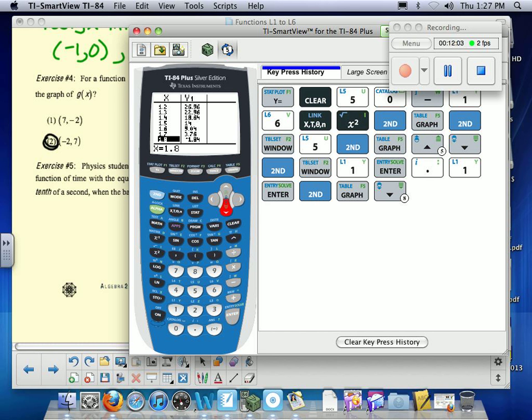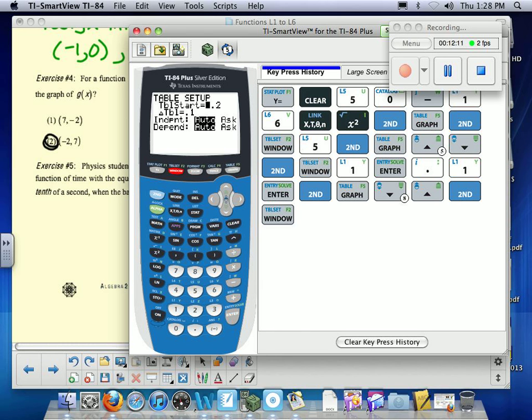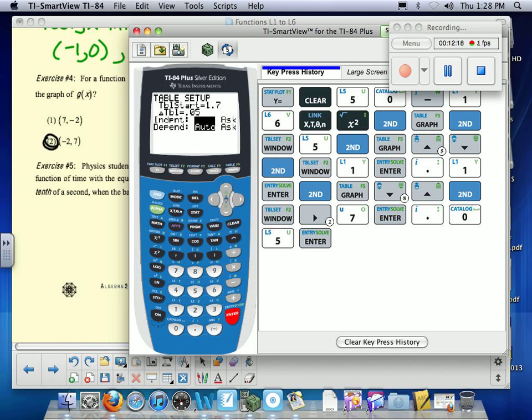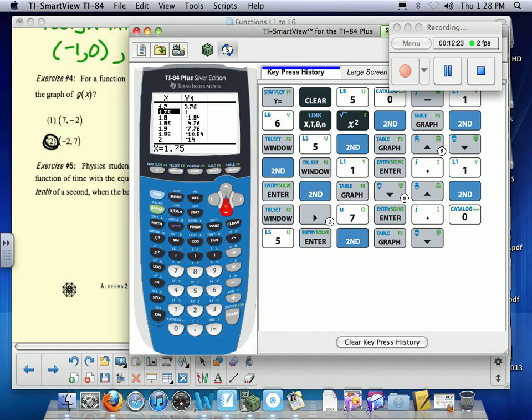Does it say we have to determine the nearest tenth of a second? I'm going to get all kinds of crazy here. So I'm going to start at 1.7, and I'm going to count by 0.05. So between 1.75 and 1.8, it's going to hit the ground. I counted by 0.05s. But it's closer to 1.8.